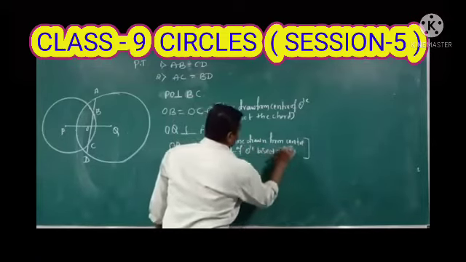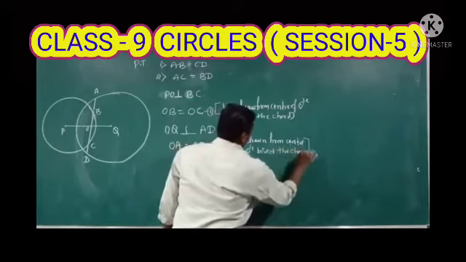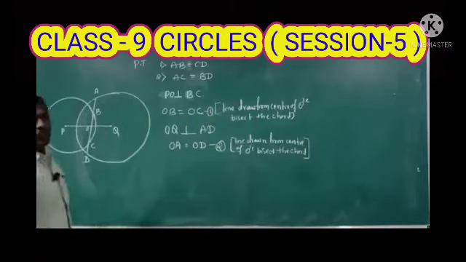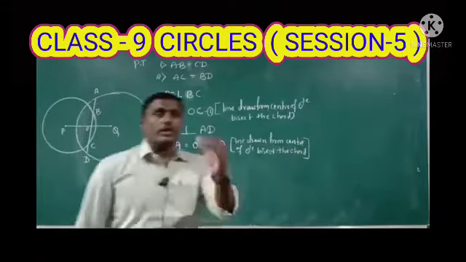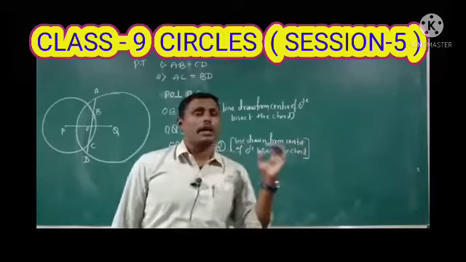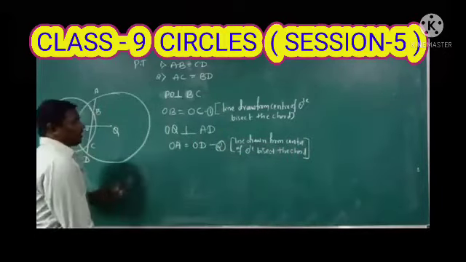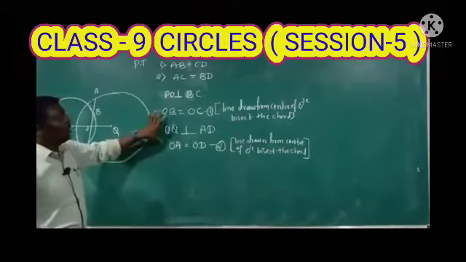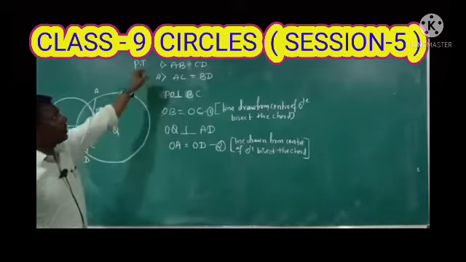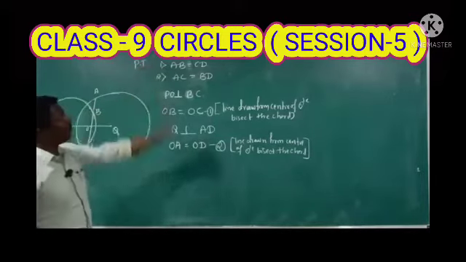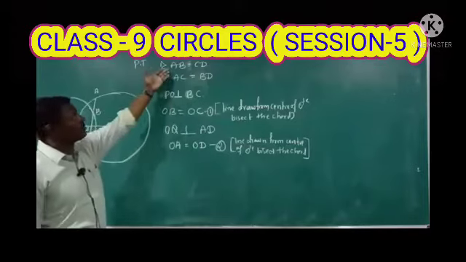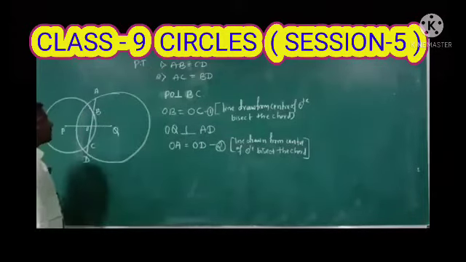Bisect the chord, right? So whenever the line is drawn from center of circle to any chord, that chord will be equally bisected into two equal parts. Here you are getting two equations. So what you have to calculate or what you have to prove? AB is equal to CD.